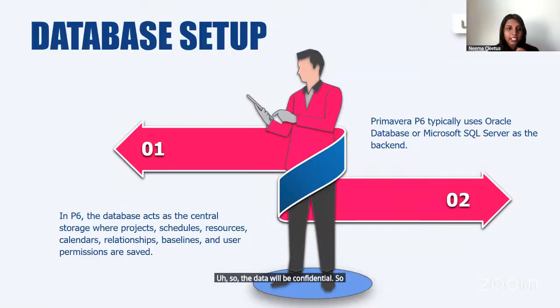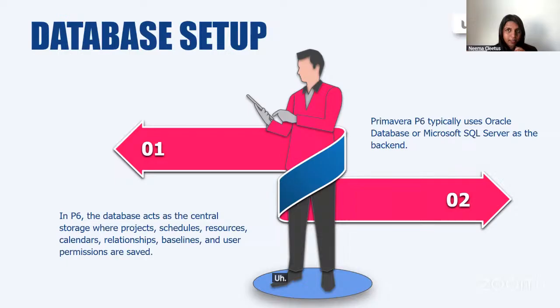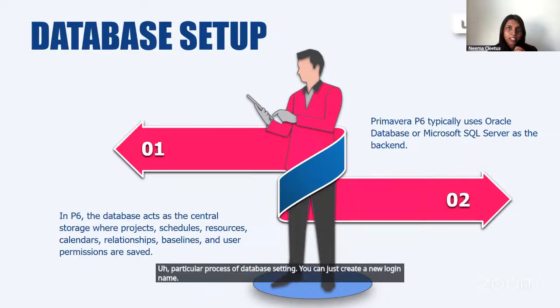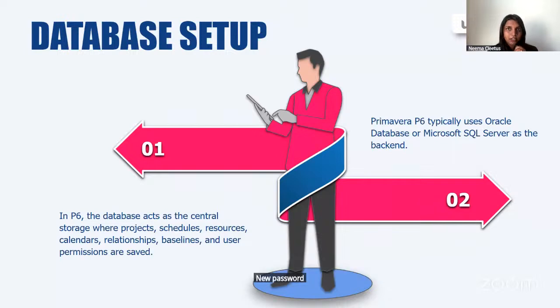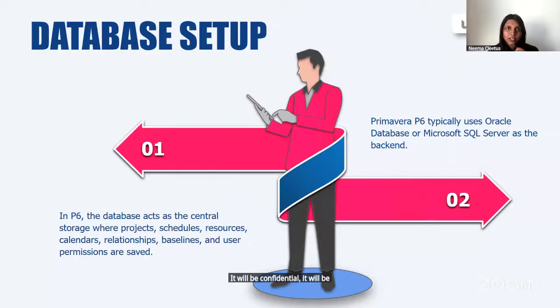So mainly you can use standalone SQLite, which I showed you right now. You can set the database just like that. Now, if you want 2 to 3 projects in another database, you can restart this particular process of database setting. You can just create a new login name, new password, and just create a new database. So this is why you're creating a database. The main thing is you can keep your data confidential. It will be just in your system itself.